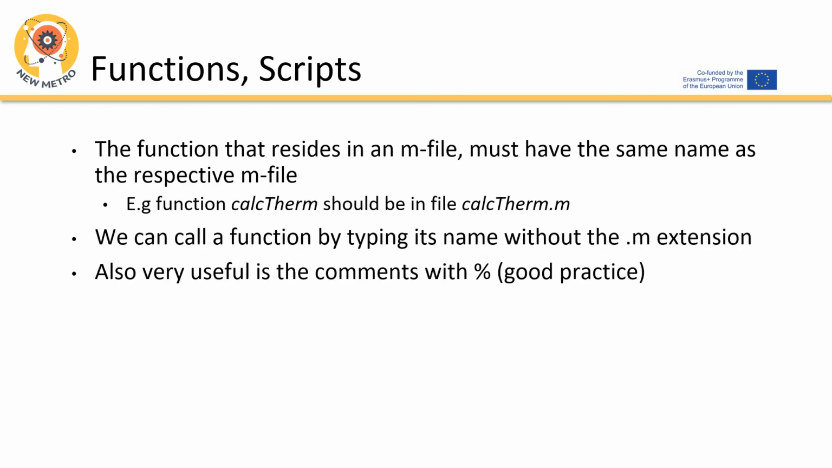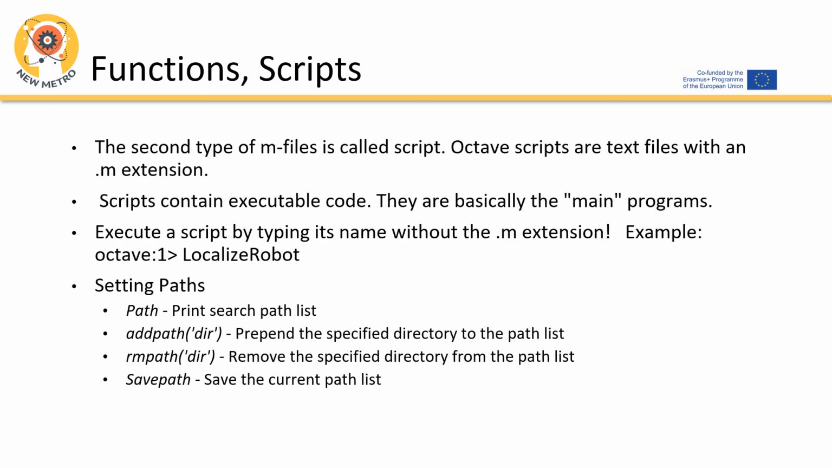The function that resides in an M file must have the same name as the respective M file. For example, the function calctherm should be in a file called calctherm.m. We can call a function by typing its name without the .m extension. Also very useful are comments with the percentage symbol, which is a very good practice.